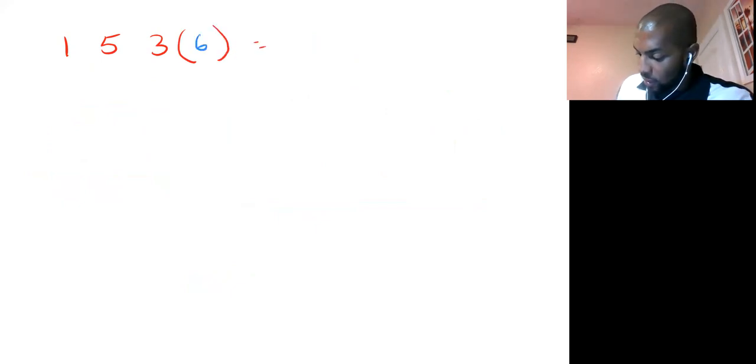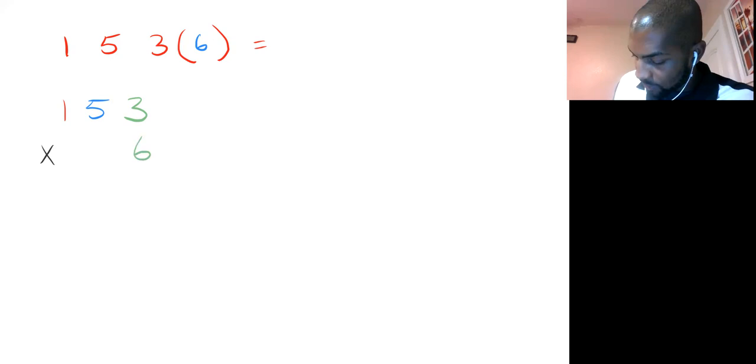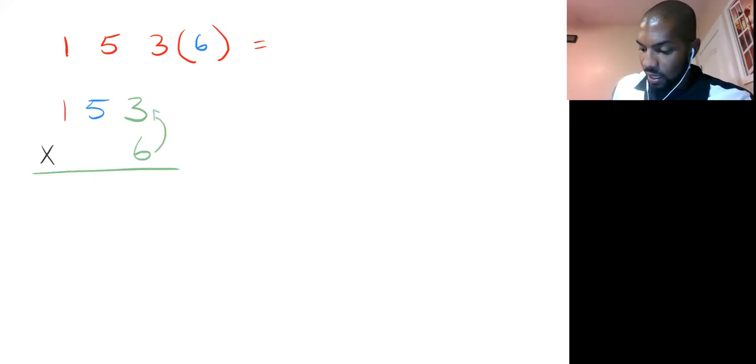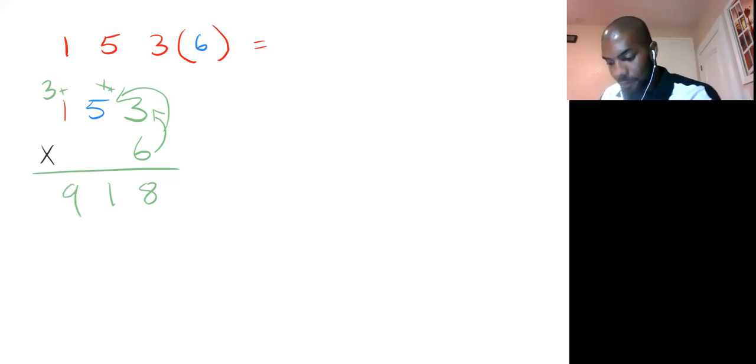Okay? If I'm using stacking, I'll do 1, 5, 3 times 6. 6 times 3 is 18. Carry the 1. 6 times 5 is what? 30. 30 plus 1 is 31. Carry the 3. 6 times 1 is 6. 6 plus 3 on the top is 9. Right? 918. That's it. Okay. There's nothing else to do.